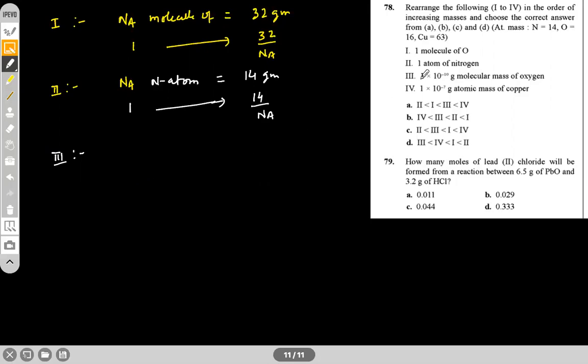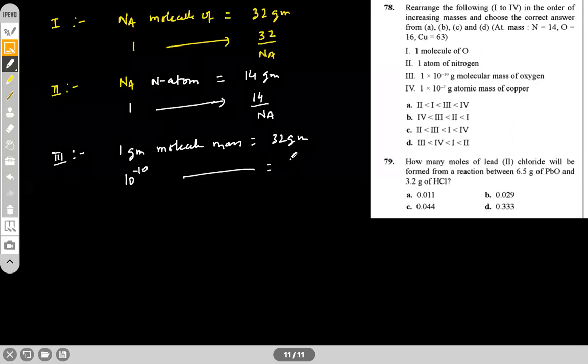Third one, this gram molecular mass of oxygen. 1 gram molecular mass of oxygen is 32 gram. So 10 to the power minus 10 gram molecular mass of oxygen is 32 into 10 to the power minus 10.